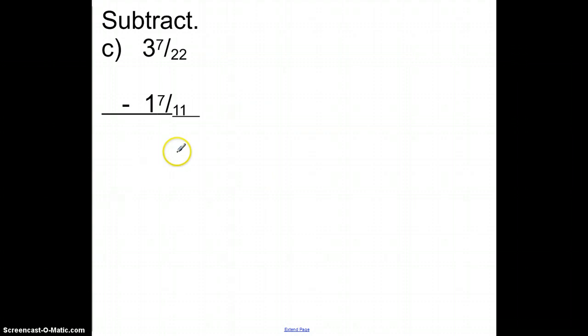Okay, now this is one that we really need to pay attention to. And I'm going to add this across the top because this is a borrowing problem.